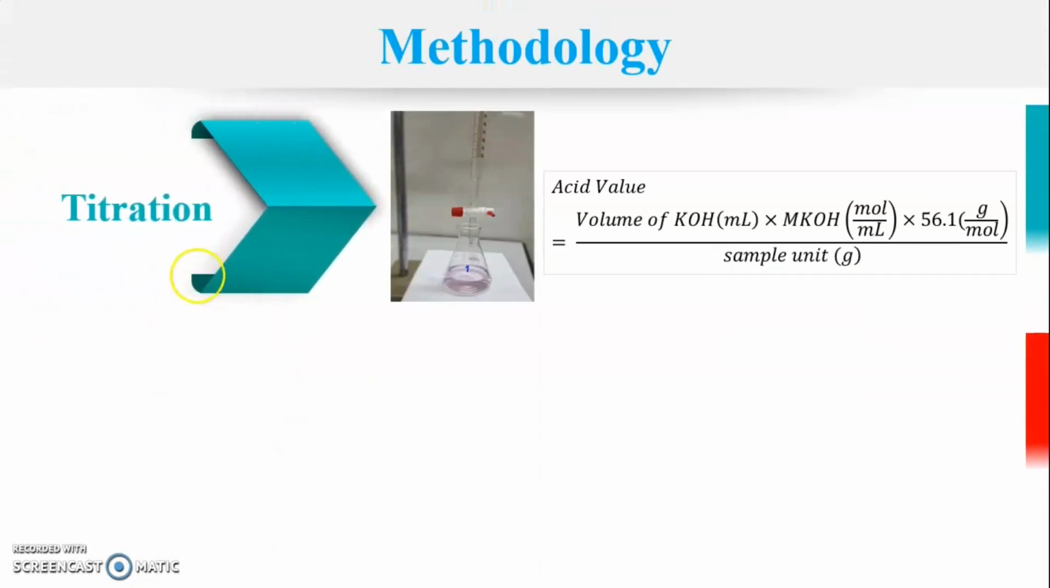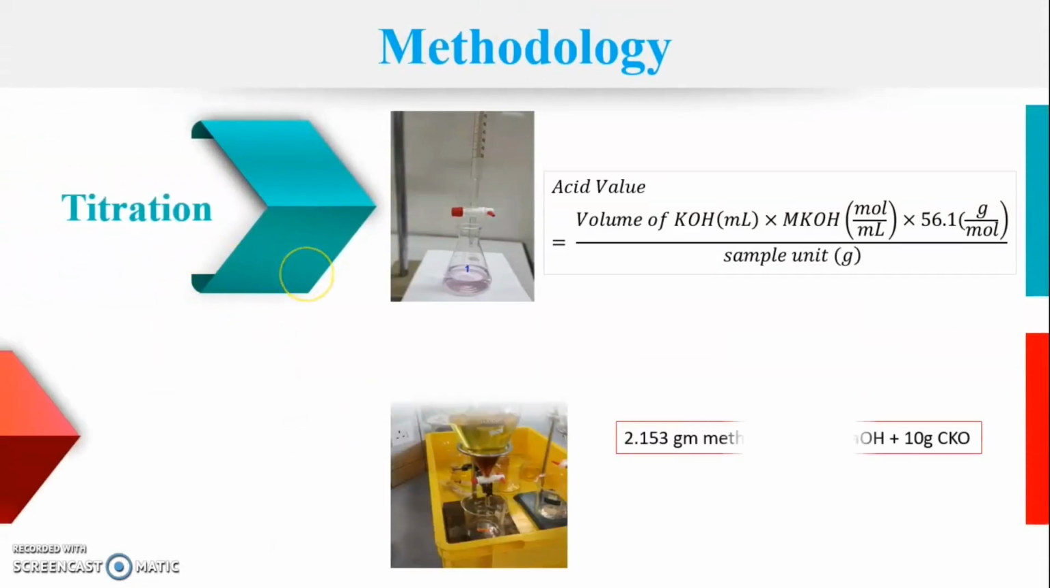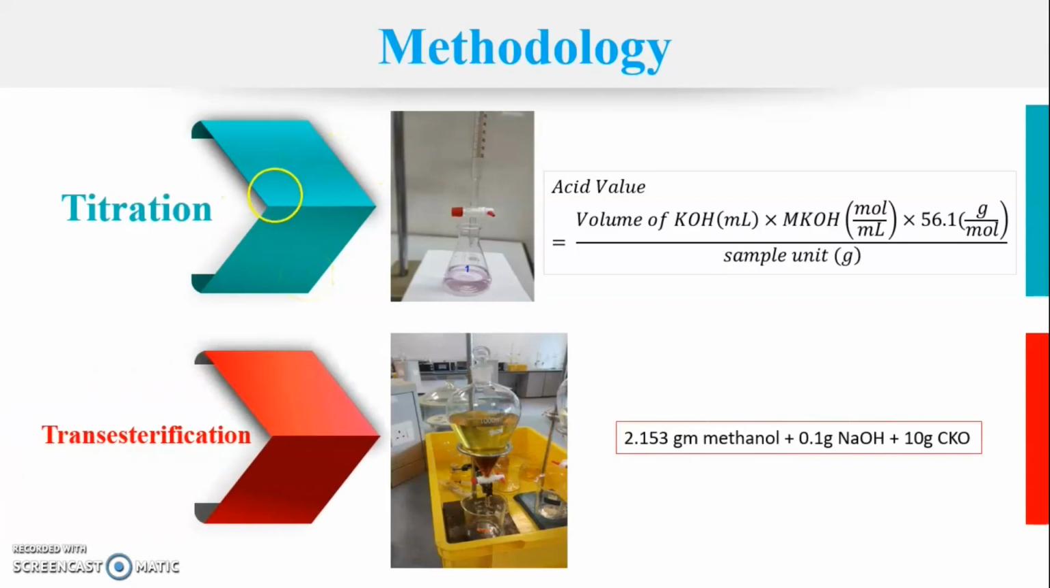Methodology. First, we have done the titration to find the acid value, and we have used this formula to find the acid value. And further, we have done the transesterification method to produce the biodiesel. We have used this equation here to produce the biodiesel.